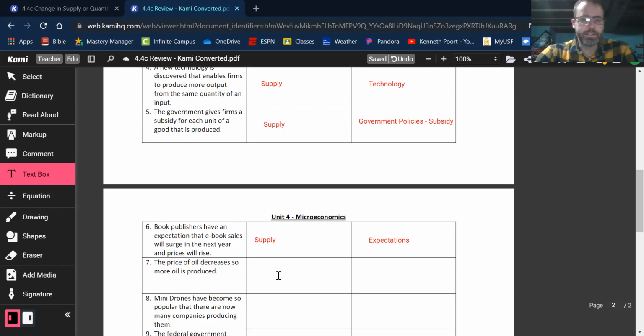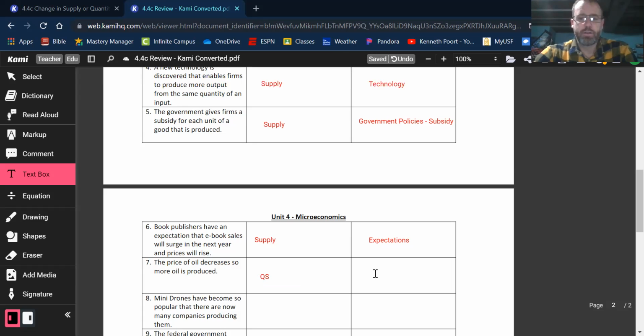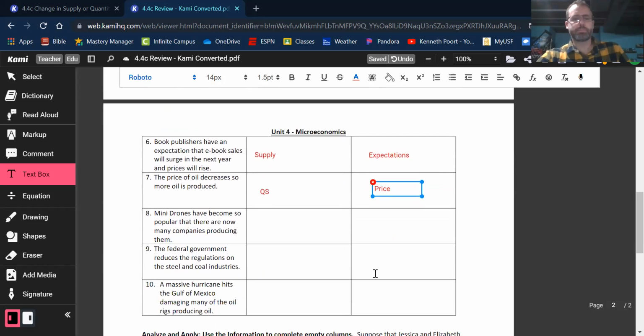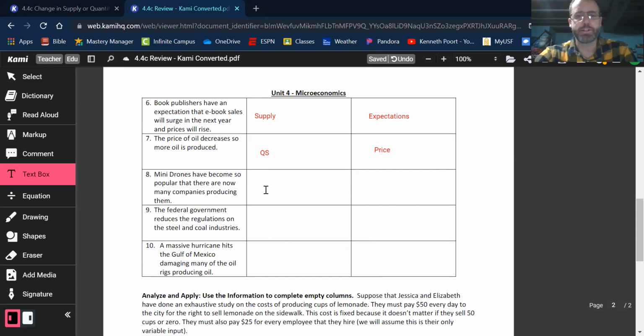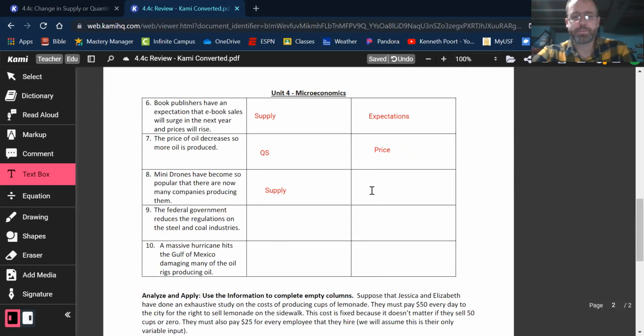Price of oil decreases, more oil is produced. So this is our QS, quantity supplied. Our only answer here is price. All right, many drones have become so popular, there are now many companies producing them. They're very repetitive from the last assignment, so things go kind of quick here. Supply. This is many companies, so this is number of firms. Our answer.